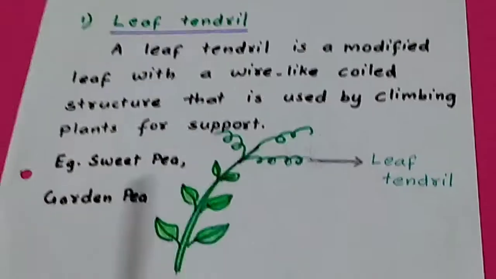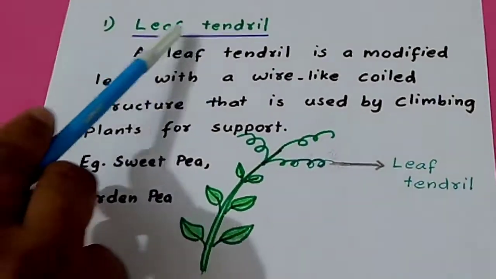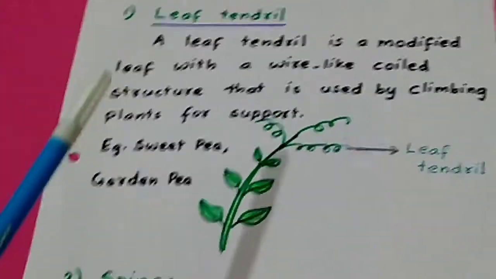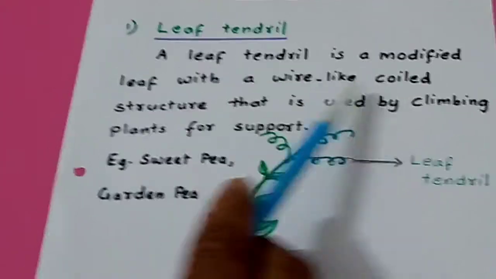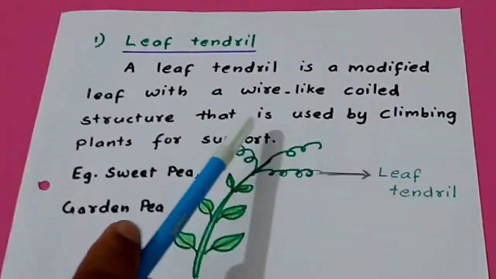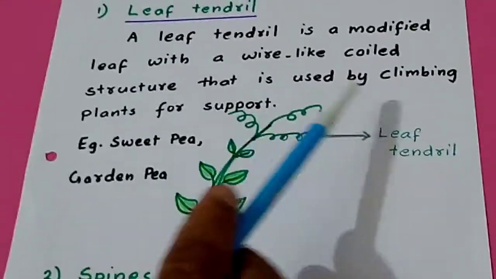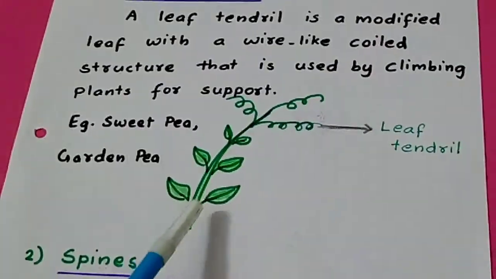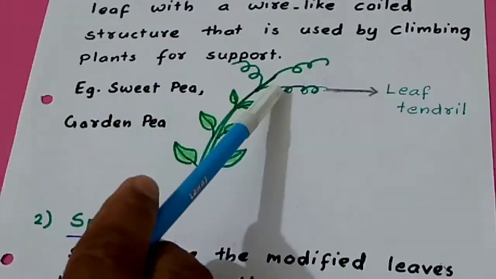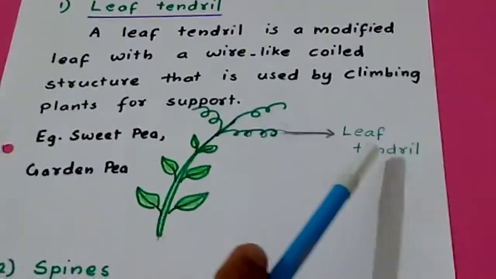Now we will see the leaf modifications one by one. First, leaf tendril. A leaf tendril is a modified leaf with a wire-like coiled structure that is used by climbing plants for support. The climbers use it for support, for example, sweet pea, garden pea, etc. You might have seen climbing plants having coiled spring-like structures. It is called leaf tendril.